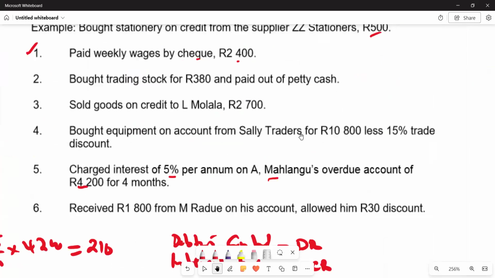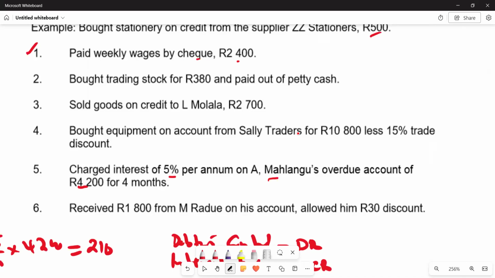So on the last one now, we have received 1,800 rands from Emradu on his account, allowed him 30 rand discount. Received 1,800 from Emradu on his account and allowed him 30 rand discount. So what is going to happen there is we received 1,800. So obviously we are going to debit our bank with 1,800, and then Emradu obviously is a debtor. So whenever a debtor makes a payment, we credit the debtors control. So we credit debtors control and debit bank.